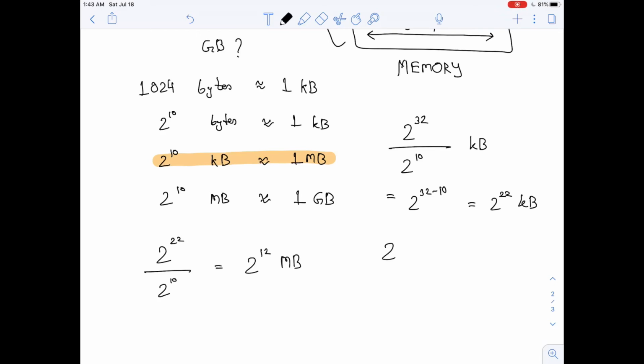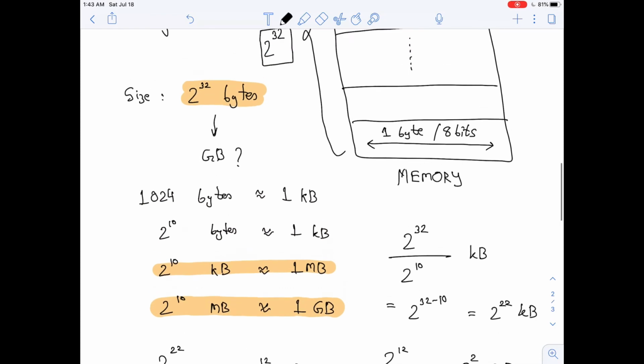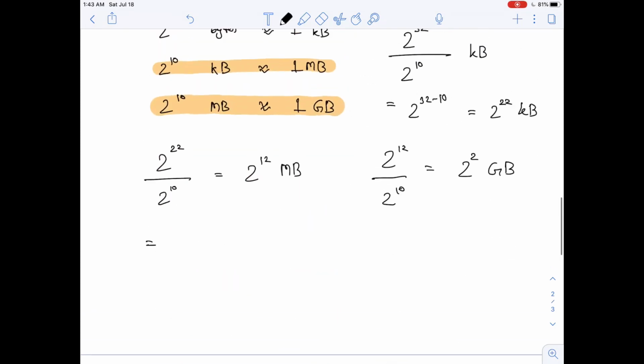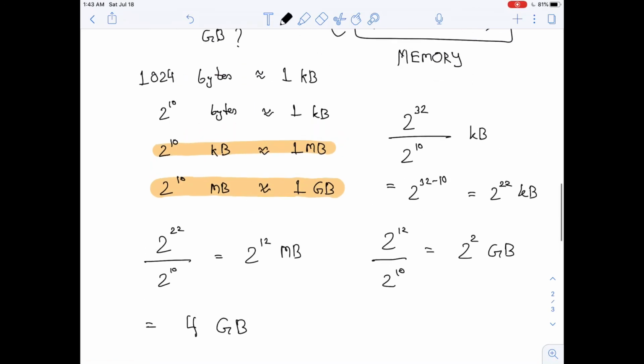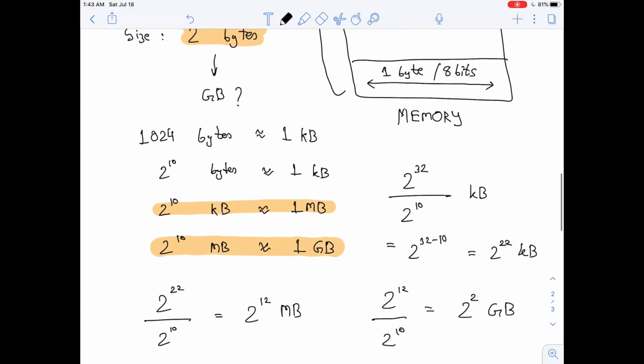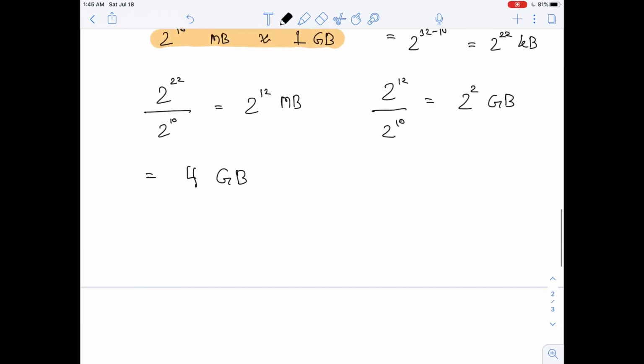Again, if I now divide 2 to the power 12 by 2 to the power 10, my megabytes would now be converted into gigabytes, right? So I would now have 2 to the power 2 gigabytes. In other words, the answer to the question of what the size of MIPS memory is, is that it's 2 to the power 2, or 4 gigabytes. And now you know how. Okay, so that was memory.